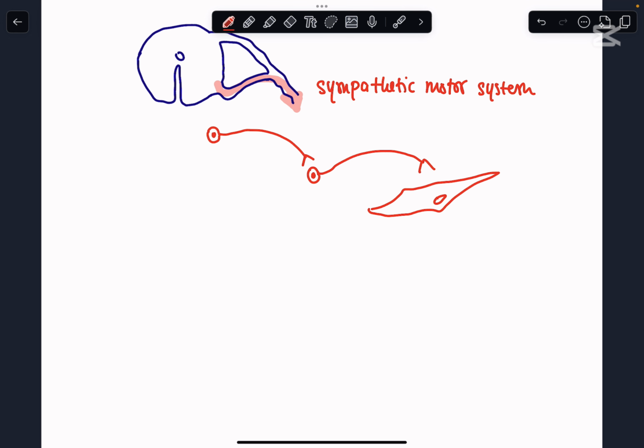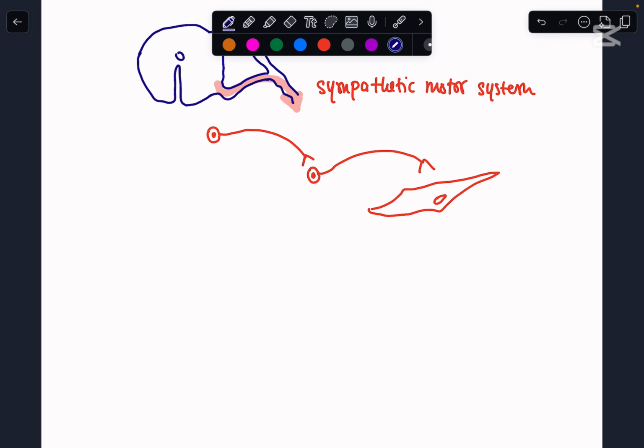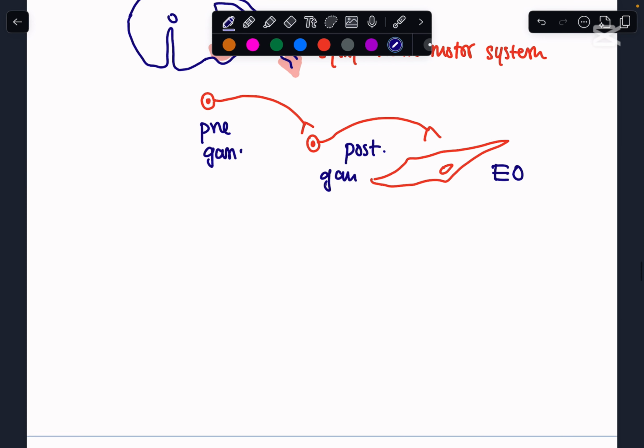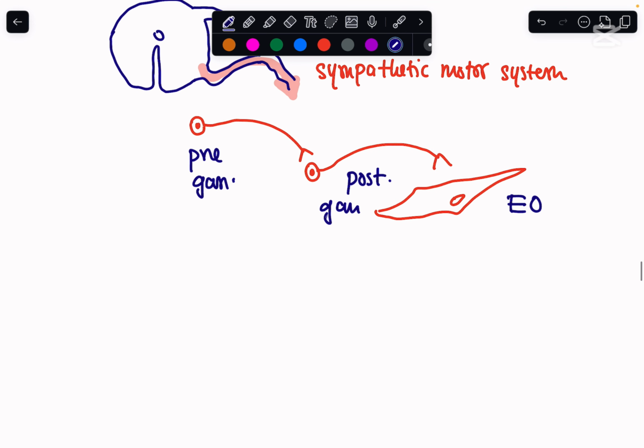Do you follow so far? And if you guys remember, this was our preganglion. I'm going to say pregan. This would be our post. And this would be our effector organ. And if you remember what we said was that here you're going to get some.